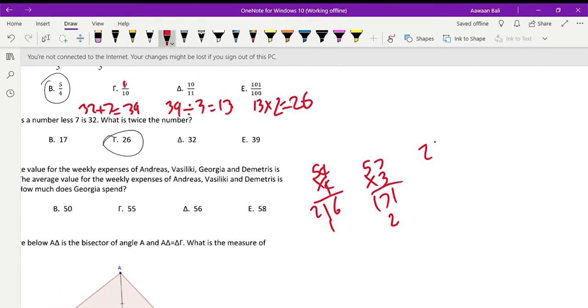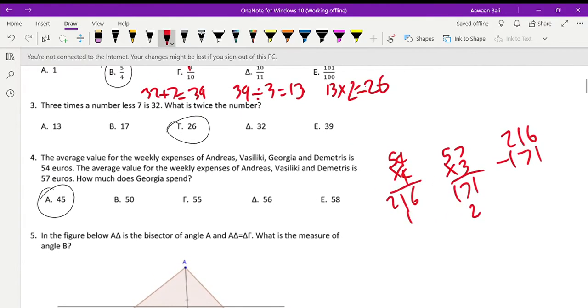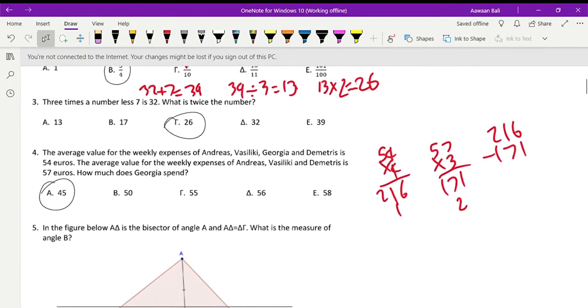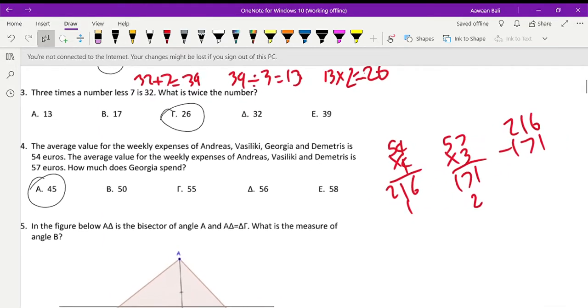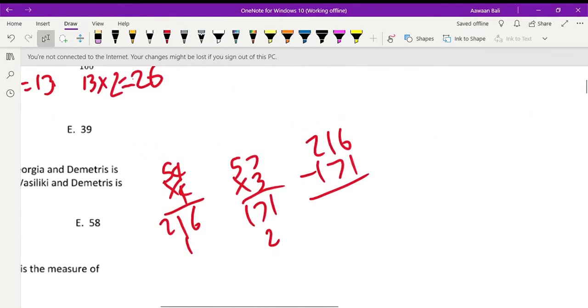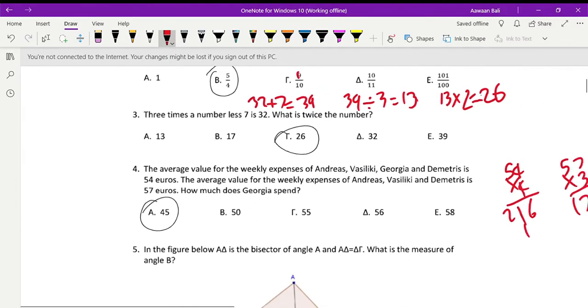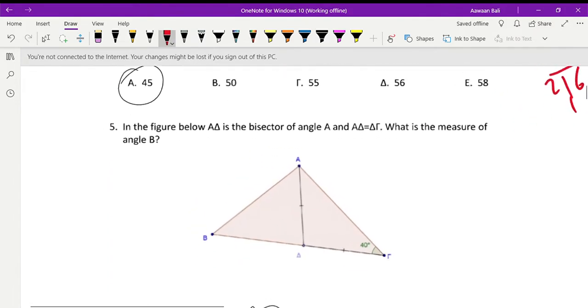And then we would minus them, because on the second one we don't have Georgia. So if we minus them together, we can find out how much money Georgia has, which is 45 euros. So therefore the answer is alpha, 45.